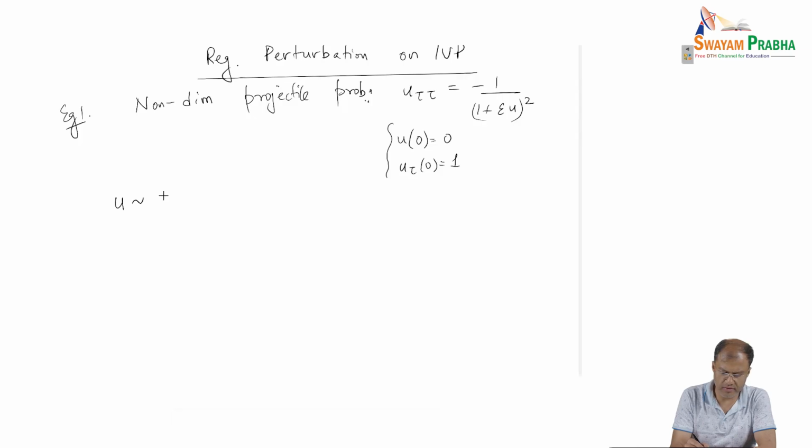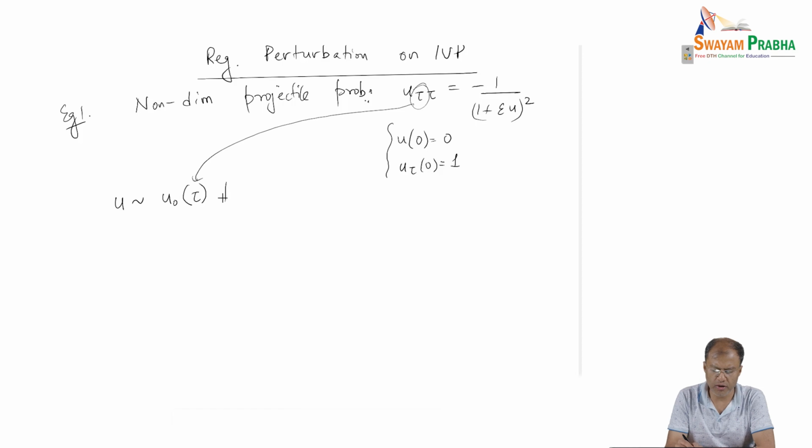And we see that u can now be, as usual, we are going to use a power series expansion of the solution. So u is u naught. This time the coefficients of the power series will no longer be constants but will be a function of the independent variable tau. So u naught of tau plus epsilon times u1 of tau and epsilon square u2 of tau and so on and so forth.